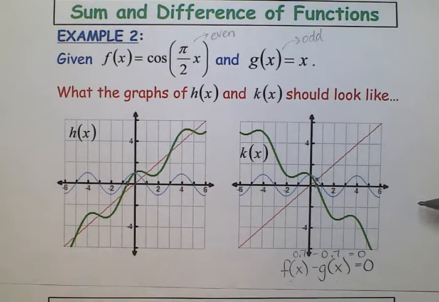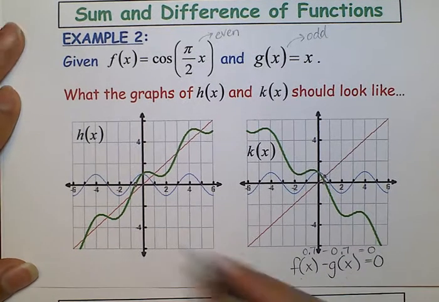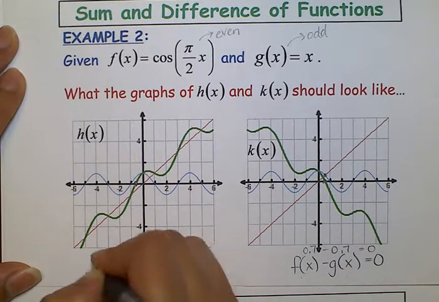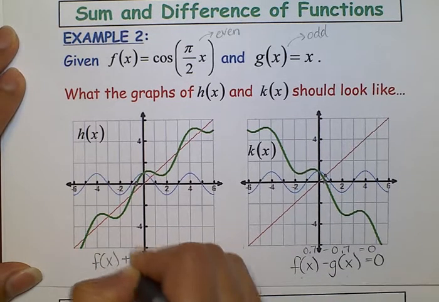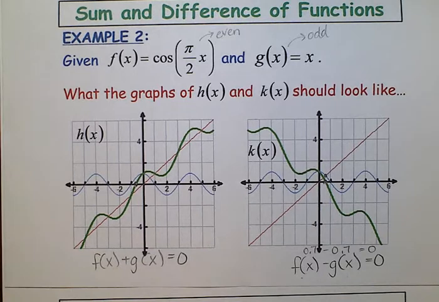Now, it's a little bit different in the addition function, or the sum function. What we're looking at is f of x plus g of x equal to 0. And so what we need is the value of y has to be positive in one of them and negative in the other one. It has to be the same value of y but positive and negative.